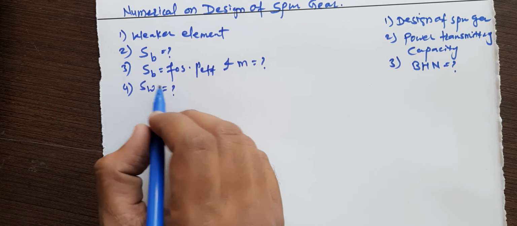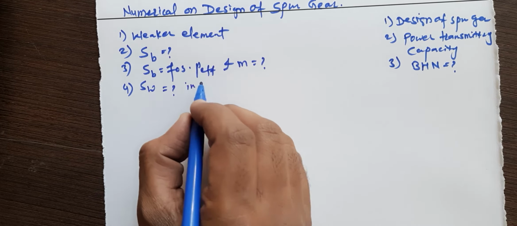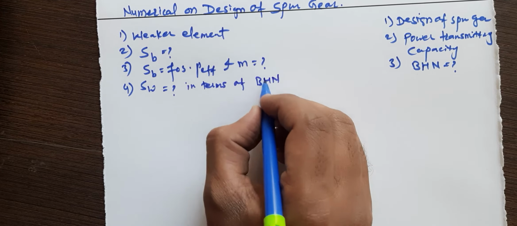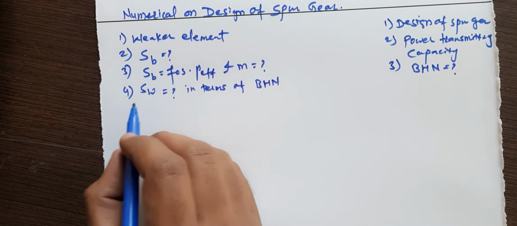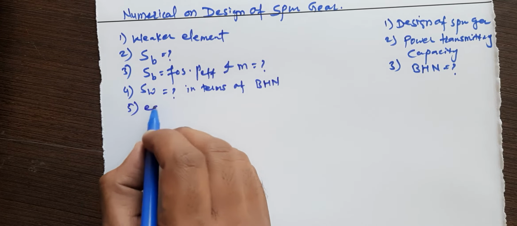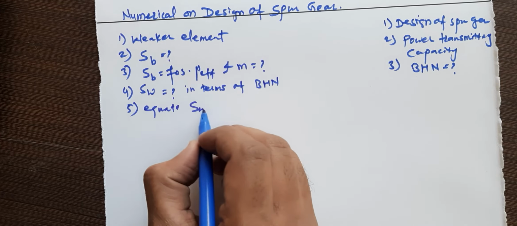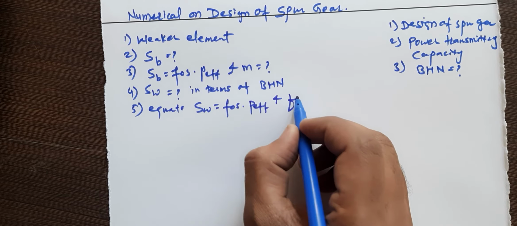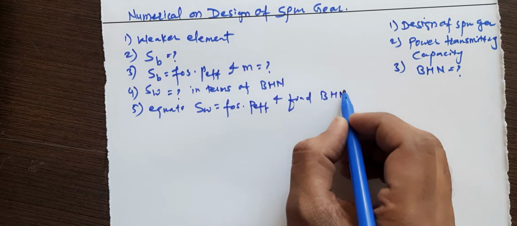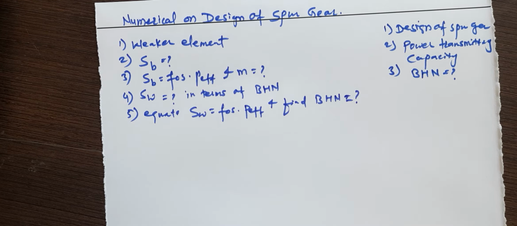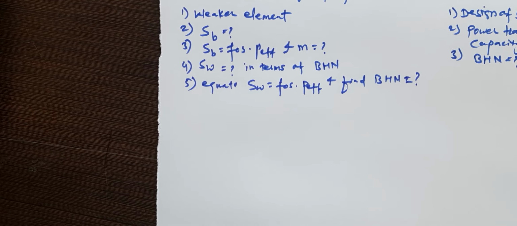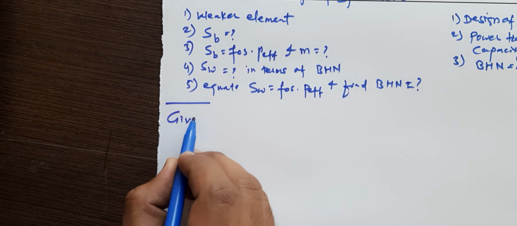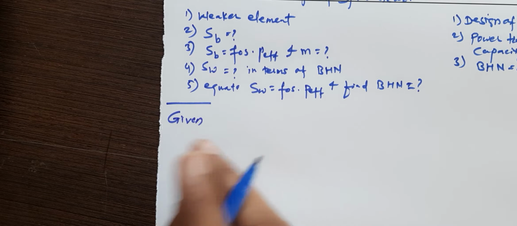Now to find wear strength, you don't have BHN, so you have to find wear strength in terms of BHN. Then in the fifth step you have to equate wear strength with factor of safety into P effective and find BHN. In this way you have to complete this type of example. Now I will read the question and write down the given data. So now we'll go for a numerical.